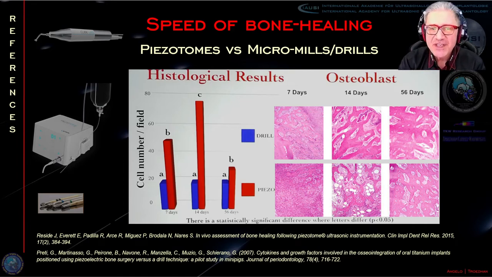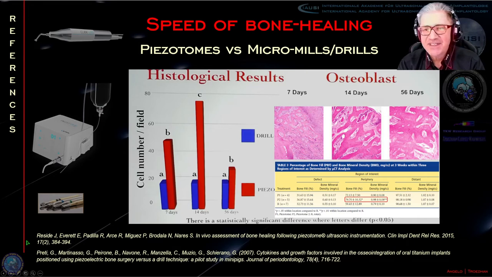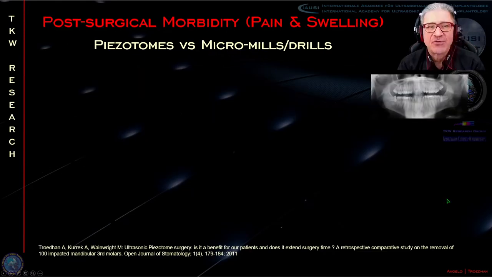Because with rotary instruments, you are destroying bone, you are crushing bone. You interrupt the nutrition of the bone, which you do not do with the piezotome. And of course, you have micromolecular biological side effects that stimulate the bone regeneration. And even 56 days after surgery, you will find more osteoblast activity and significantly more osteoblasts in the surgical site compared to rotary instruments. And of course, this was also determined by Professor Reside that the bone healing is significantly faster; the clinical outcome, what you can see in radiographs and what you can see when you re-enter the surgical site, is significantly higher when you work on bone with piezotomes.